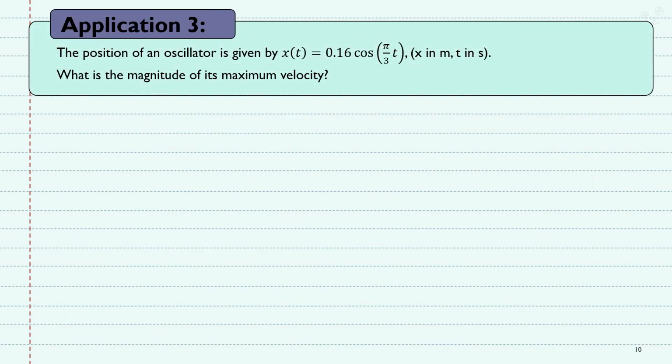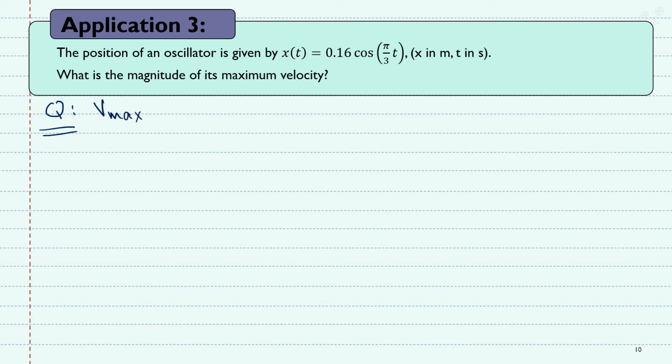Application 3. The position of an oscillator is given by x being 0.16 cosine pi over 3 t. X is in meters while t is in seconds. What's the magnitude of its maximum velocity? Now, as we always do, we identify the question. Here we need to find Vmax.